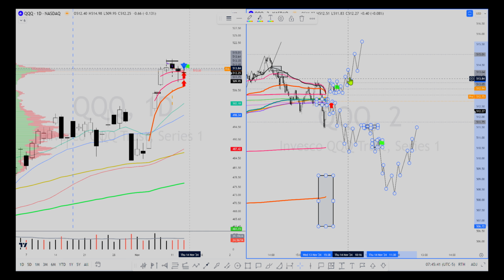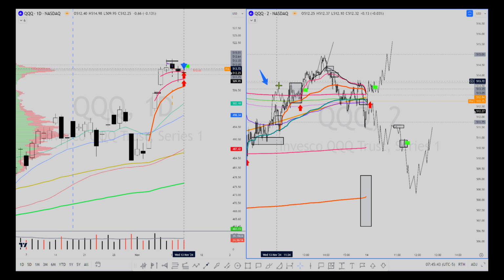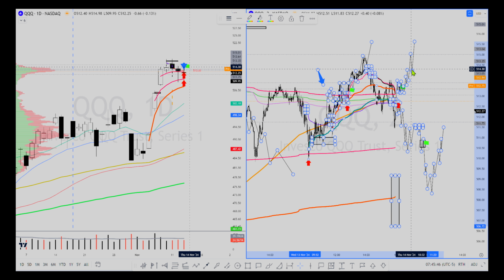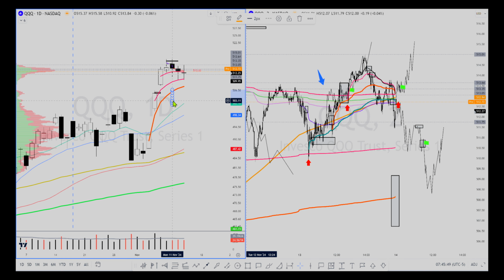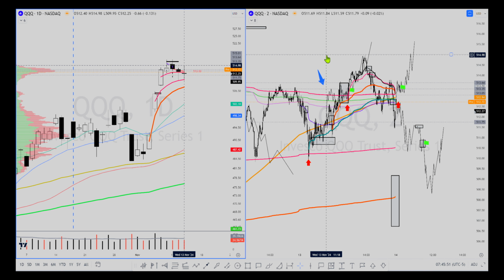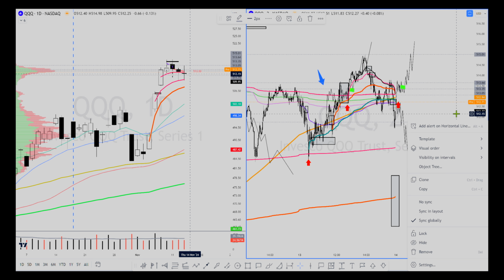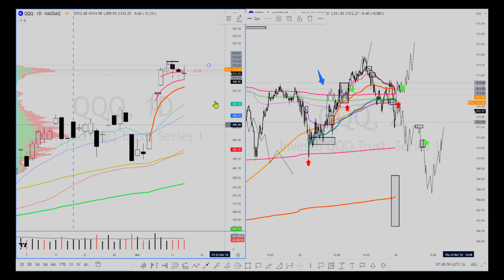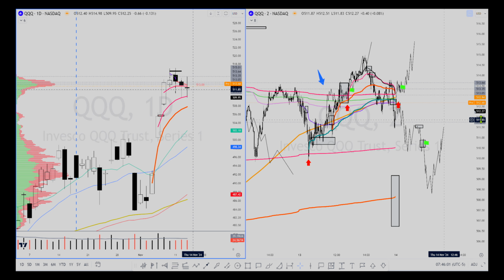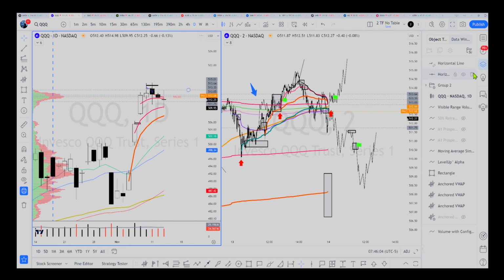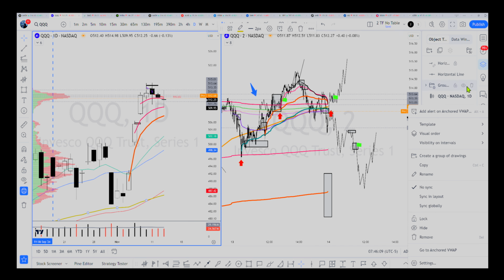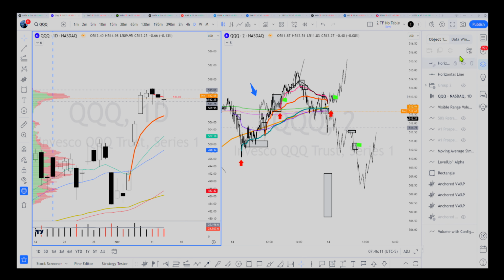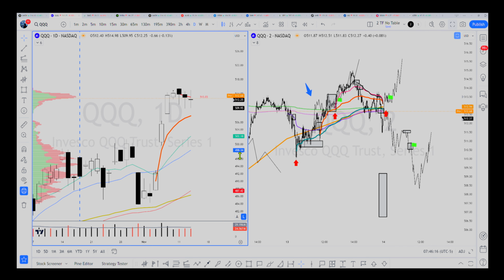So what we're going to do is just get rid of all this. I just hate how dirty this chart is. All right, well, anyways. There we go. Just get rid of these horizontal lines. No need for that. Nice clean chart.